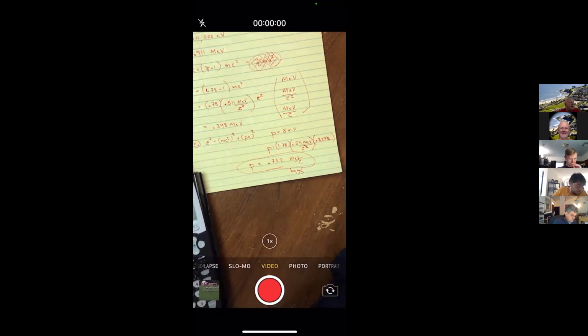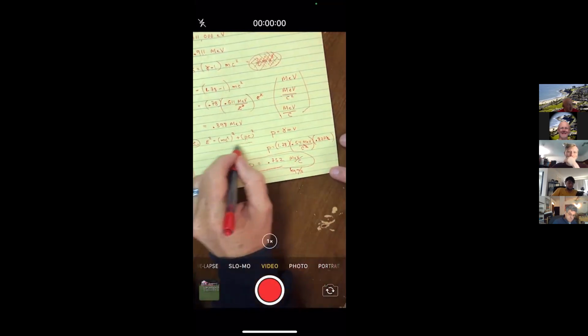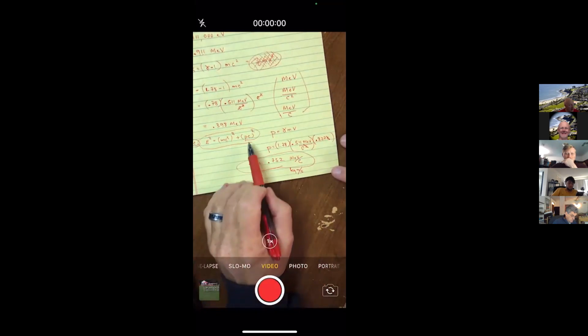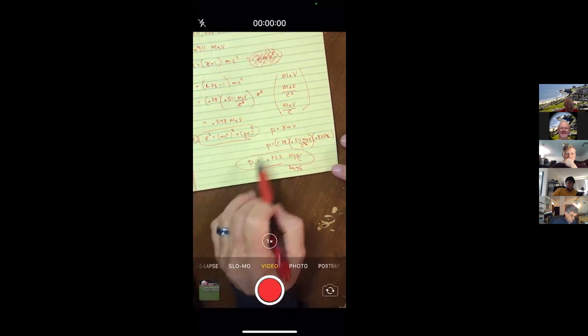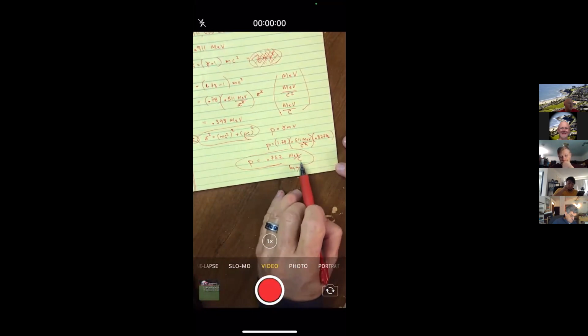And your author writes in both. He does exactly what I just did, although he uses this formula to get there. So he uses this formula and then writes the answer, and he gets the same answer. It doesn't matter which way you go. And he gets 0.752 MeV over c.